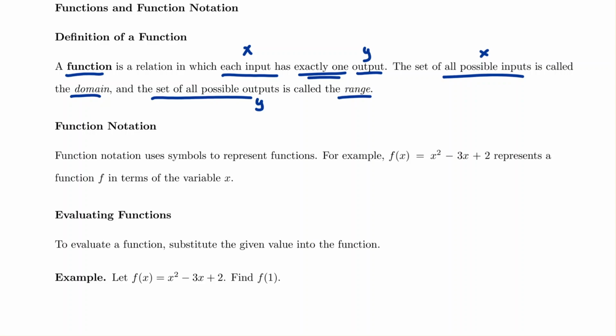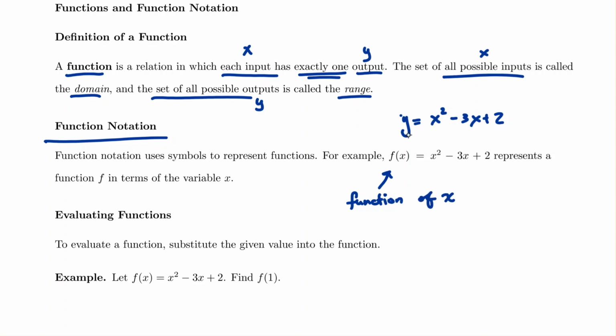Now function notation is, up to this point, I think we've seen a lot of y equals x squared, for instance, minus 3x plus 2, so it's x's and y's. All function notation does is instead of saying y, it writes it as f of x. And what it's writing here is the function of x. So think of f of x as a replacement for y. And the reason we do that is the notation clearly tells us this is a function and the input variable is x.